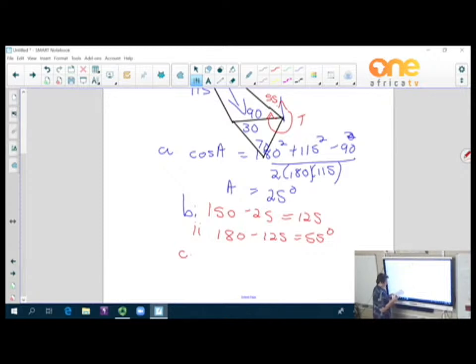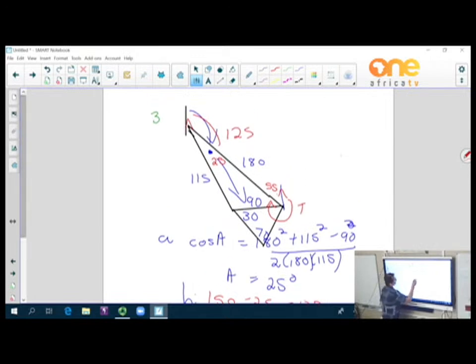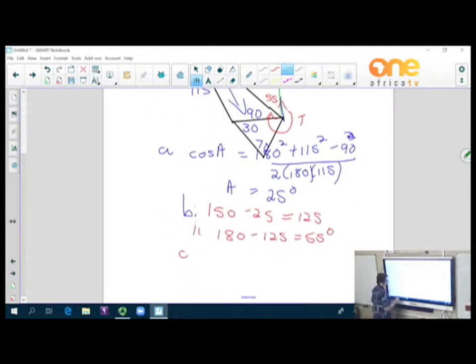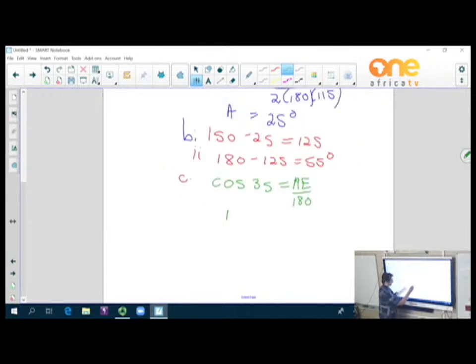Then we come to C. Calculate how far T is east of A. Now here we'll actually have to draw a further sketch because that is where the east lies. That east part that you want to calculate now is here. That's what we want to find, east of A. So I'm going to use cosine there. Cosine 35 is equal to AE, that east distance, over 180. Then we can say that AE is equal to 147.44. Remember we said first write down the unrounded one and then you round off in a final step.